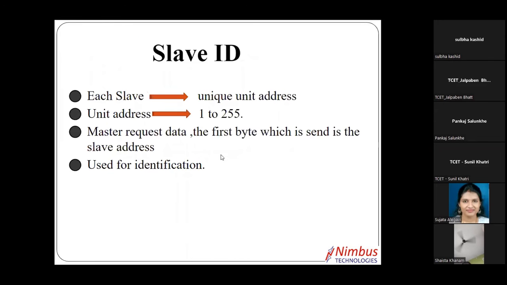So what is the slave ID? Each device which is connected and communicating, the host is communicating with a number of devices. Each of those devices is called a slave, and each slave has its own unique slave ID between 1 and 255. So the master requests the data. The first byte sent to the slave in the request is the slave address, used for the identification of that particular slave.